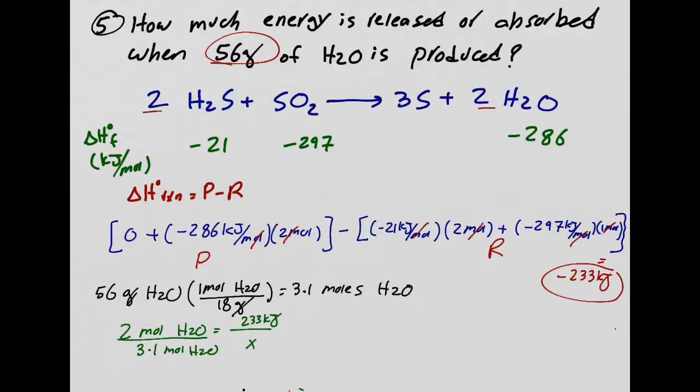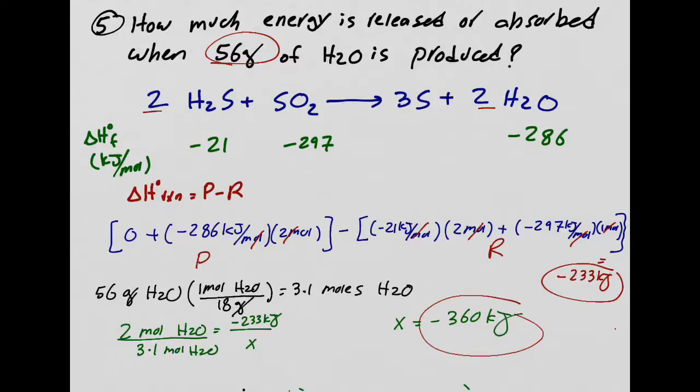So far so good? Okay, so again, this reaction as is, 233 kilojoules of energy is produced, right? I can imply a minus because it's produced. Again, the sign doesn't mean anything, it just means exothermic or endothermic. You know that already in your head. So 2 moles, 233 kilojoules of energy is released. Now, if I have 3.1 moles, how much energy will be produced? And the answer is negative 360 kilojoules of energy.